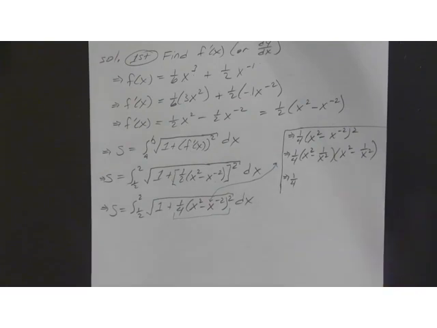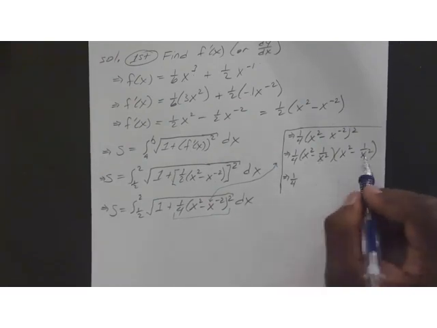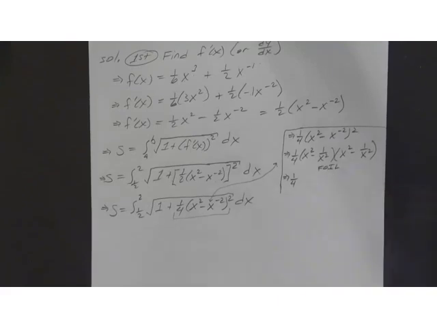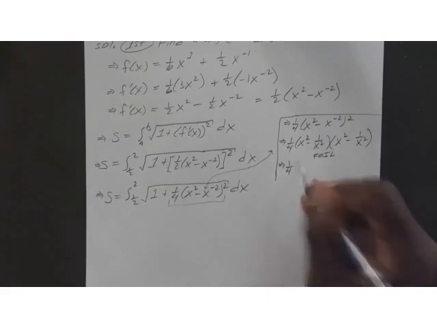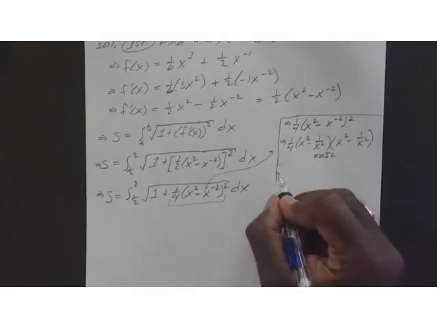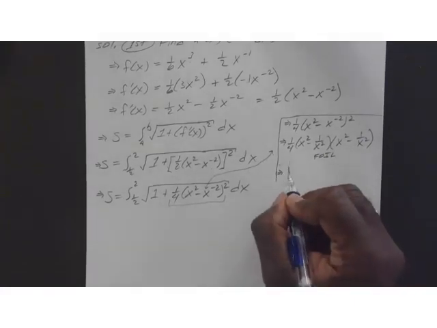Okay, so we have 1/4. And since we have two binomials, we can go ahead and just do the good old-fashioned FOIL method. Bring that down a little bit. There we go.